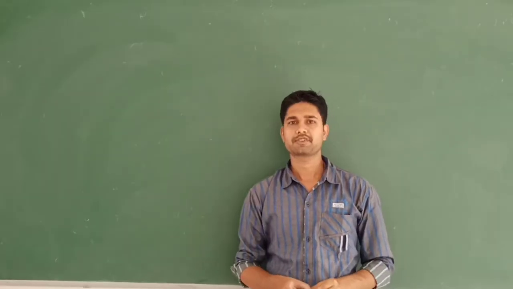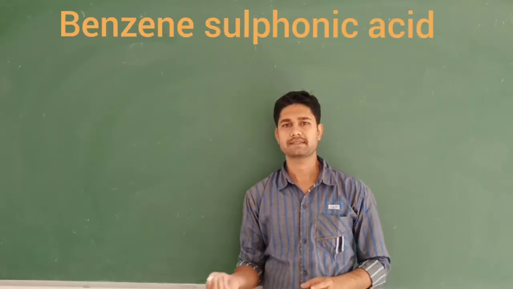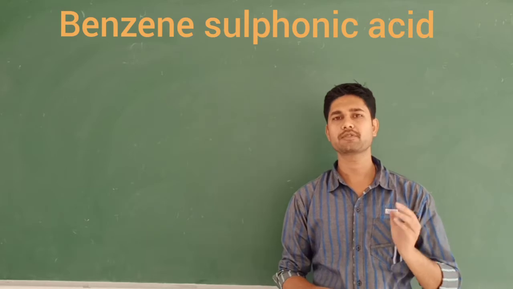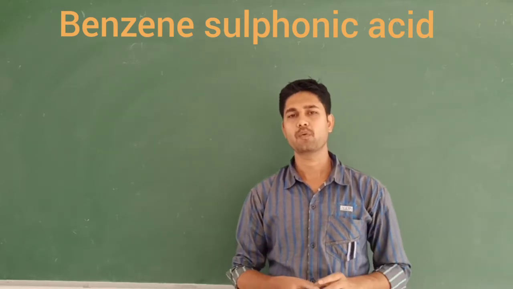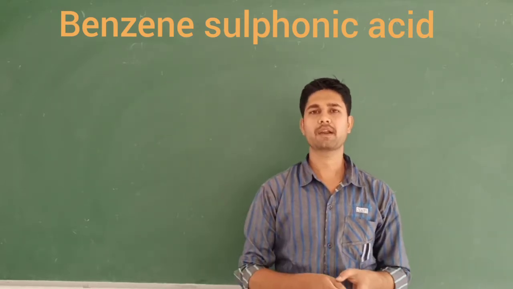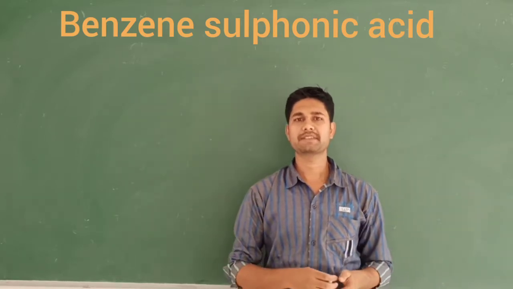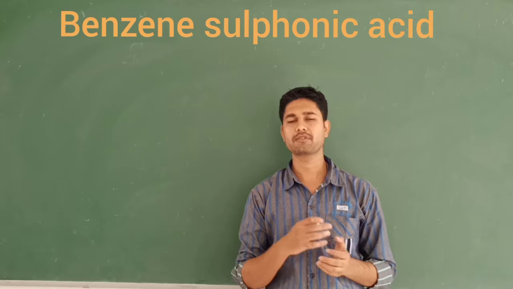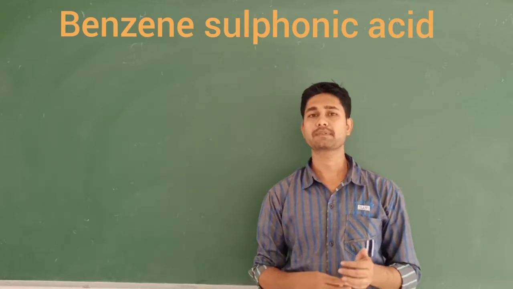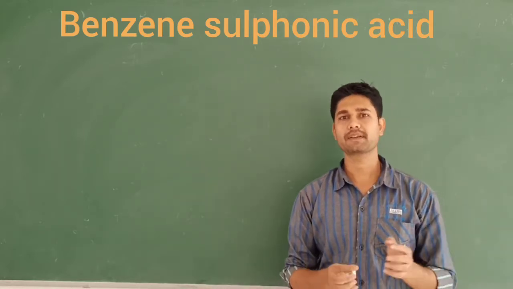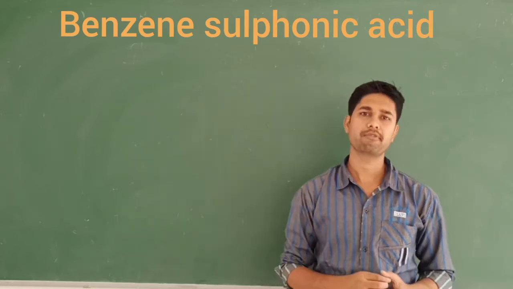The second method of preparation is from benzene sulfonic acid. Here, benzene reacts with oleum, which is fuming H2SO4. We obtain benzene sulfonic acid, which on further basification with NaOH gives sodium phenate, and followed by acidification, we obtain the phenol compound.